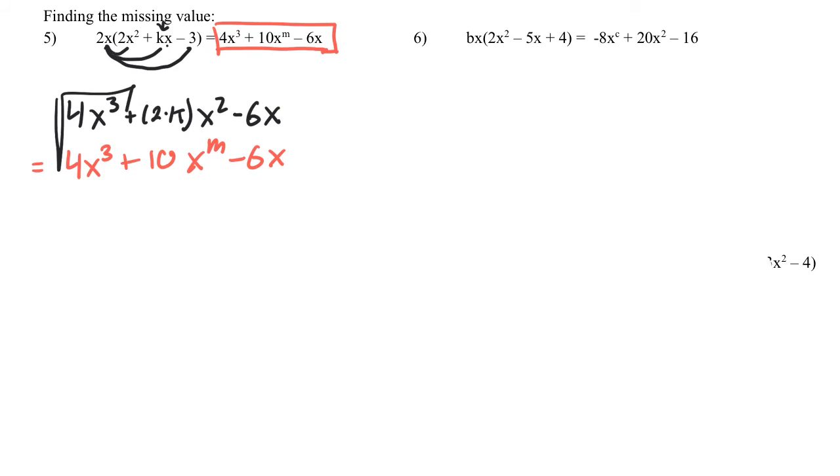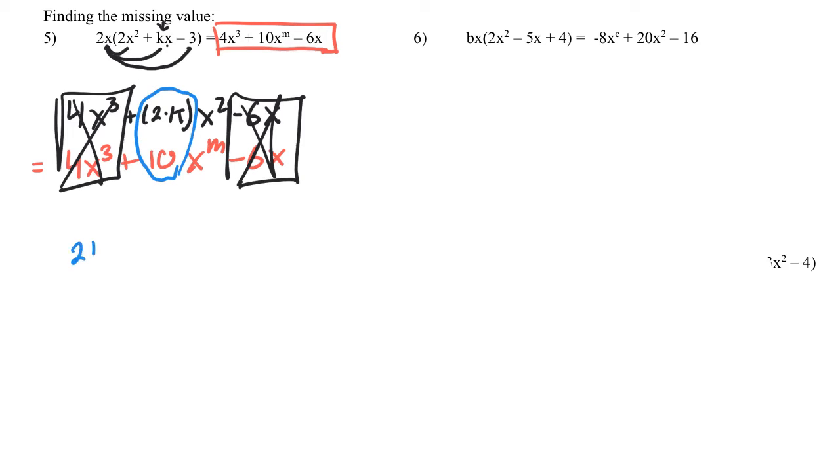So 4x cubed and 4x cubed match up just fine. Negative 6x and negative 6x, good, they match up just fine. So what we need to look at is this 2 times k and this x squared and this x to the m and the 10. First I'm going to match up these coefficient parts and say these need to be equal to each other. 2 times k needs to equal 10. So we need to ask ourselves, what does k need to be in order to make that true? I can solve this little equation by dividing both sides by 2 and finding that k needs to equal 5.